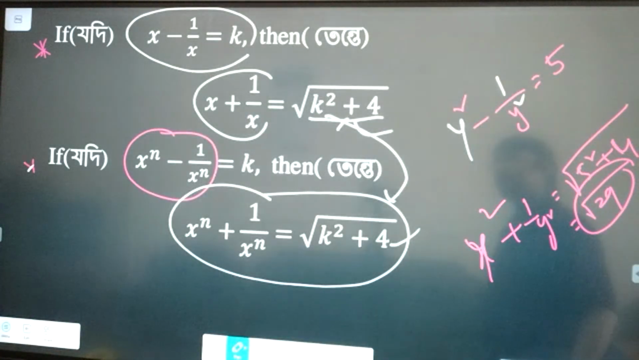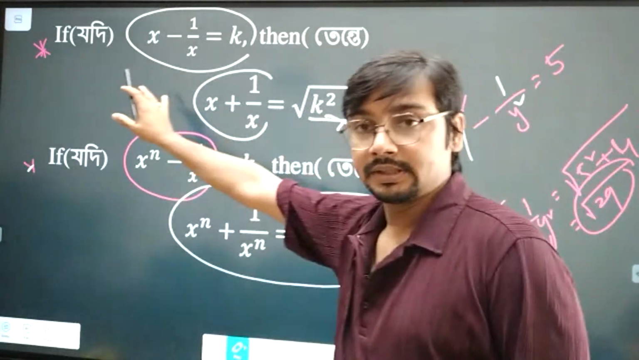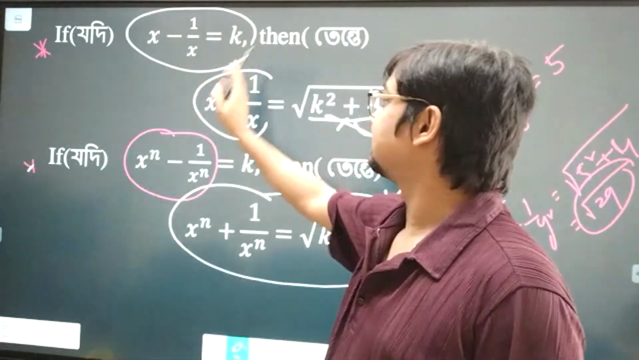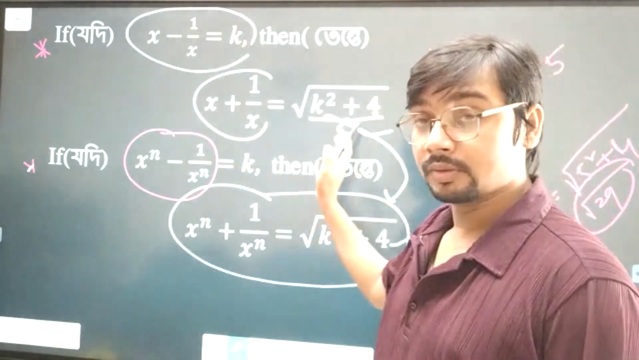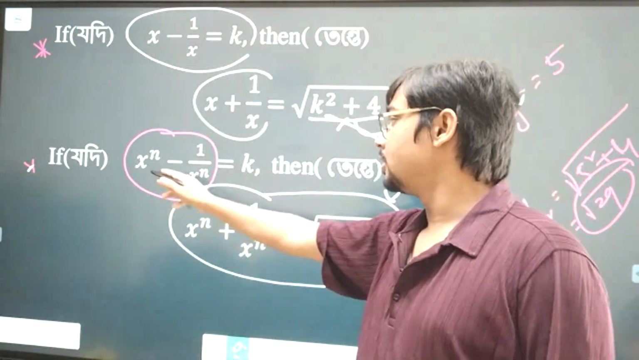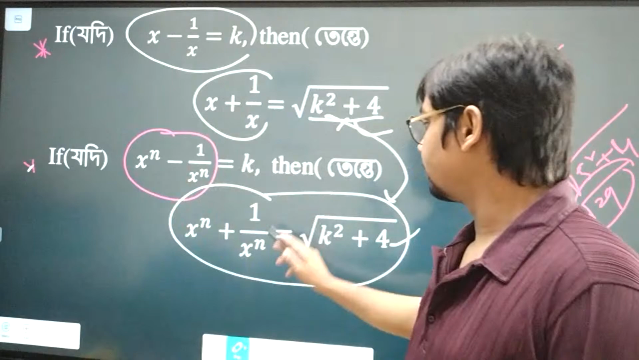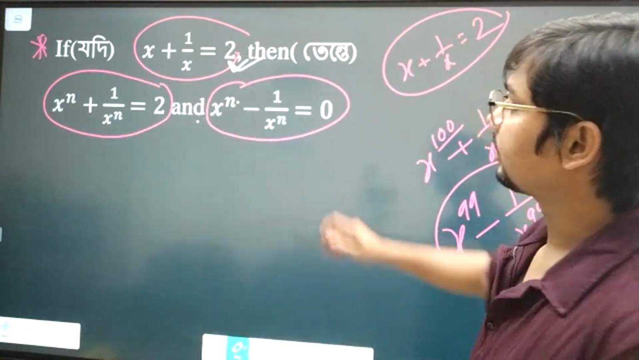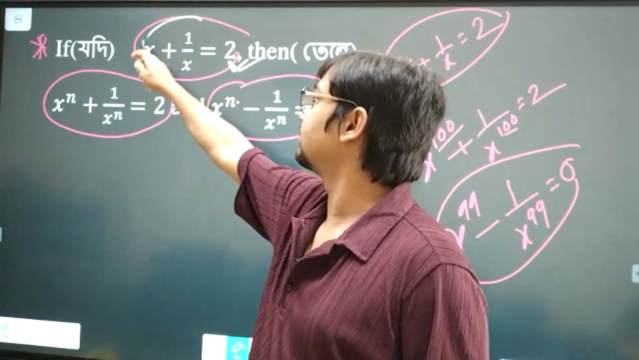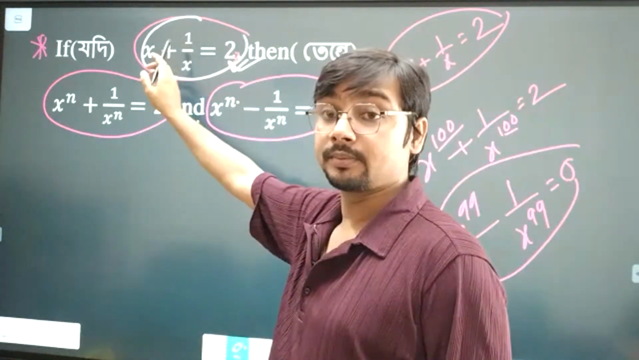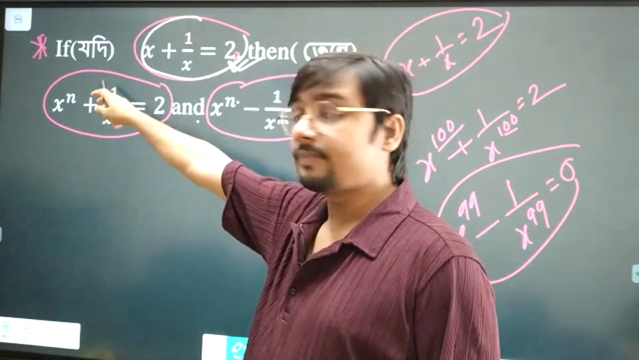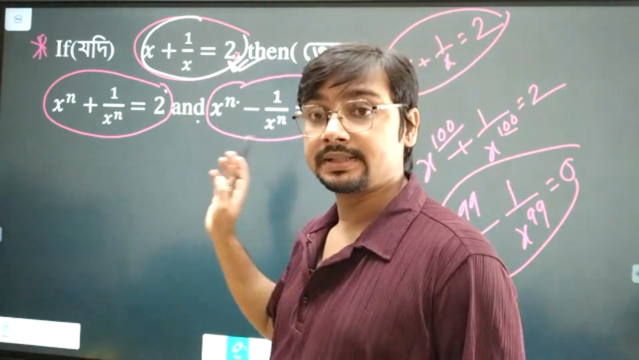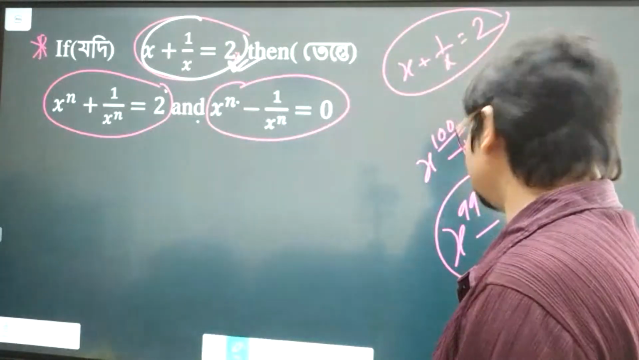Okay, you must remember. And this formula, sometimes they ask questions from this one also. If x minus 1 upon x is k, then x plus 1 upon x will be square root of k square plus 4. Here also, for any power of x, it will be always k square plus 4. Okay. And also here you see, if x plus 1 upon x is 2, then for any power, this is equal to 2 and this is equal to always 0. Is it okay? You must remember.